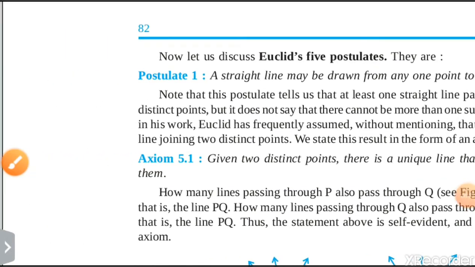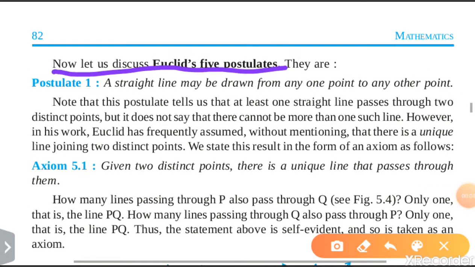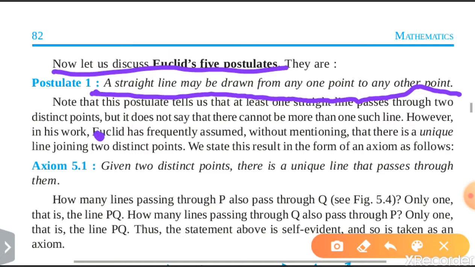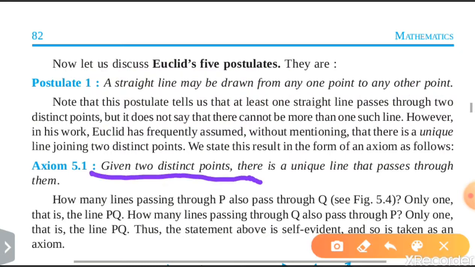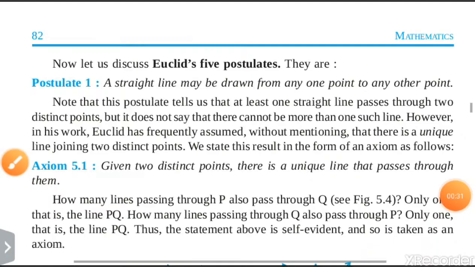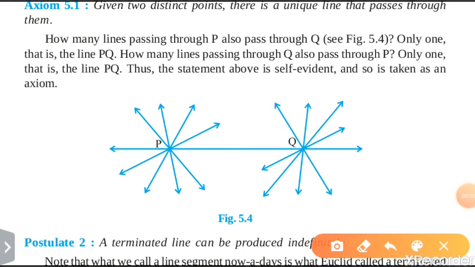Now Euclid's 5 postulates, and these 5 postulates are very important. The first postulate is: a straight line may be drawn from any one point to any other point. It means if you make one point and another point, and draw a straight line from the first point, it will move to the second point; you can draw a single line. Now see the second one. Two distinct points have a unique line that passes through them. As you can see, there are 2 points, this and this, and we can draw a single line through these 2 points only.